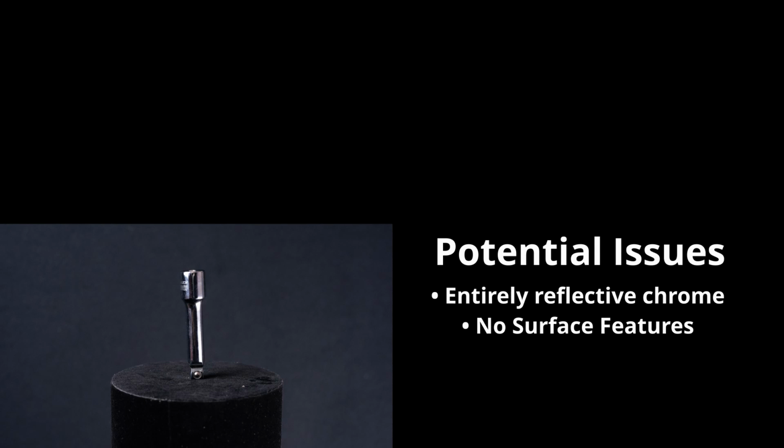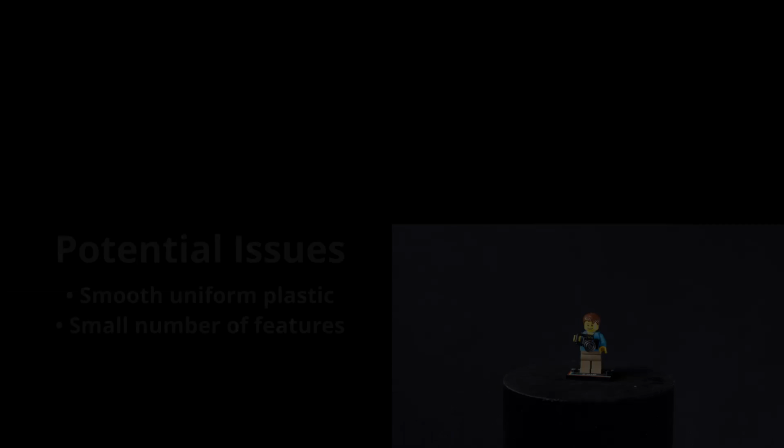So the socket extension bar, this one should be fairly obvious, but it's a shiny metal item that has no surface features aside from a small amount of imprinted text and a ball detent at one end. It's highly unlikely that we will get any kind of alignment out of this dataset.